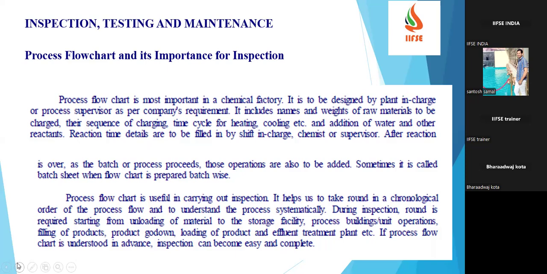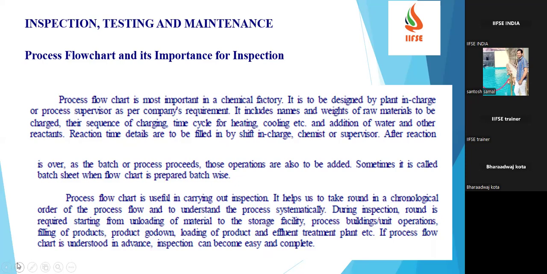Now we have done with the mode of transportation of chemicals. Now we'll see the inspection, testing, and maintenance. So how we can inspect the manufacturing or the chemical plants. Then process flow charts, and the importance of inspection. Because the process flow chart is the guide for any inspection.